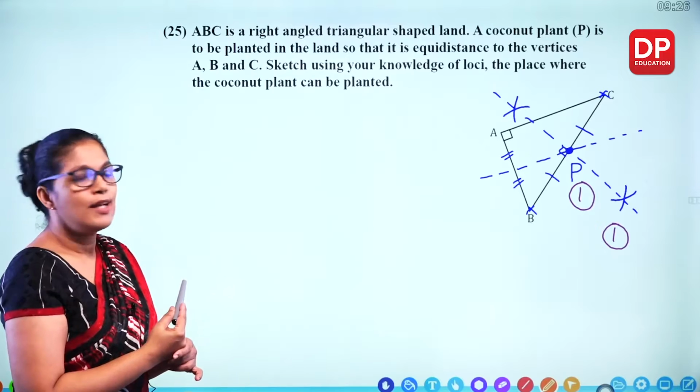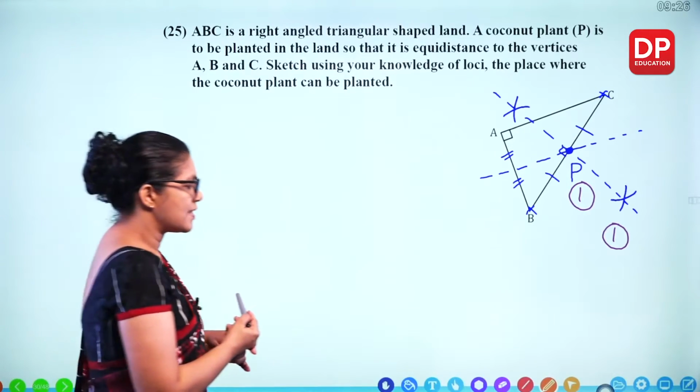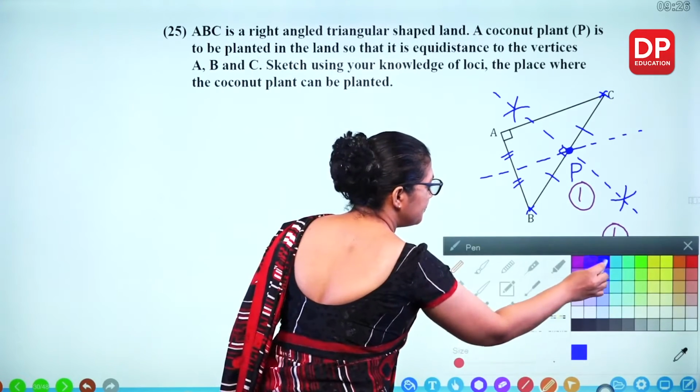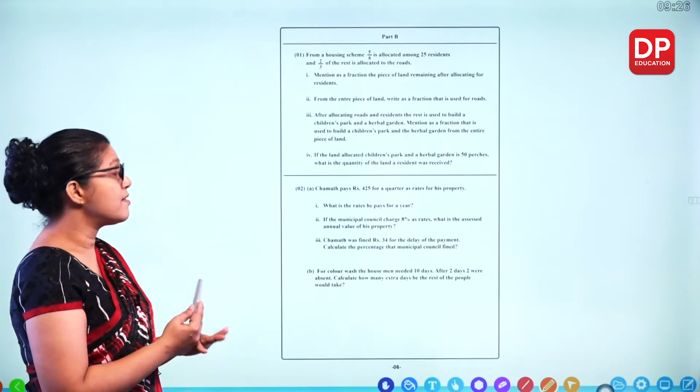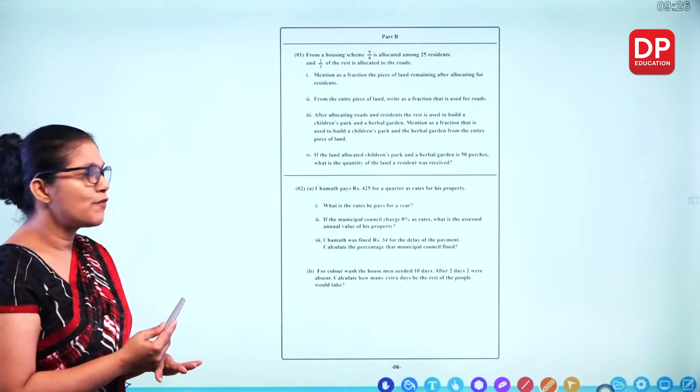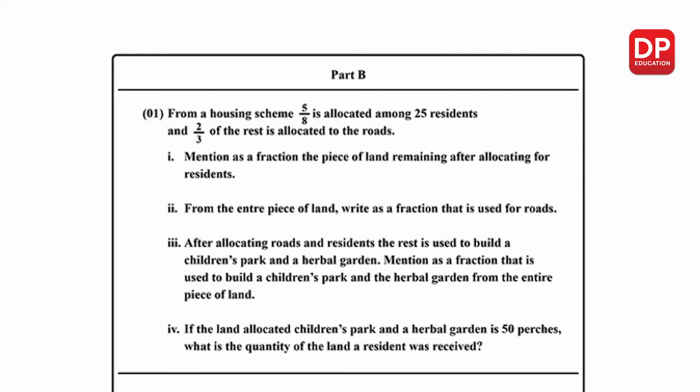So let's look at part B questions. Part B, you get 5 questions and you have to answer all 5 questions. Try question number 1 and 2.